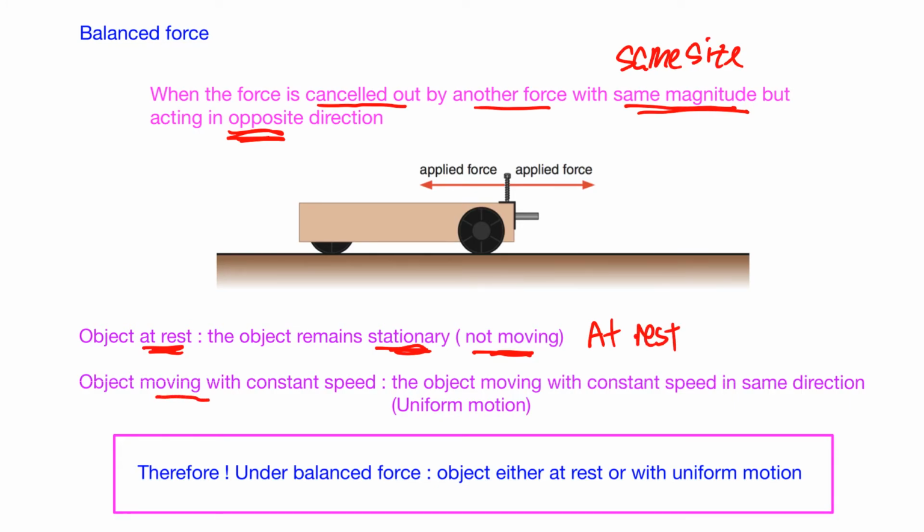If the object is moving with constant speed, the object will continue moving with constant speed in the same direction. We call this uniform motion. So in short, under balanced force, an object is either at rest or moves with uniform motion.